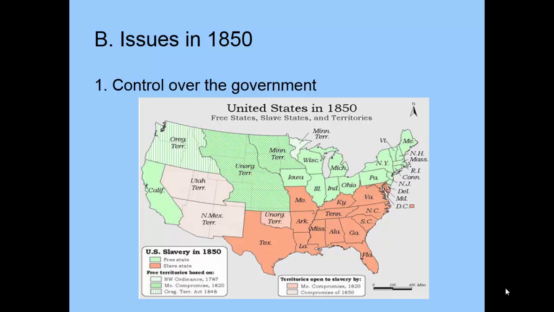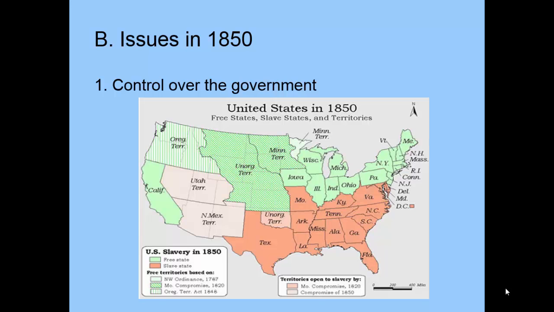So that gets us to big letter B, issues in the year 1850. Number one, control over the government. California is applying for statehood, as we said on the last slide, and most of the people who came out for the gold rush are going to be coming from the north. So they want California to be a free state.